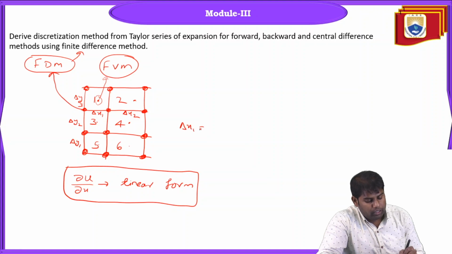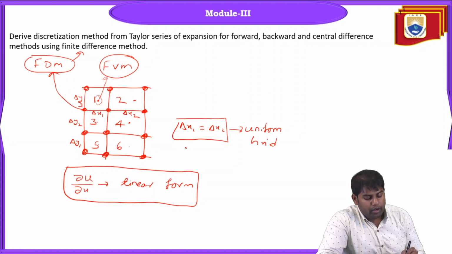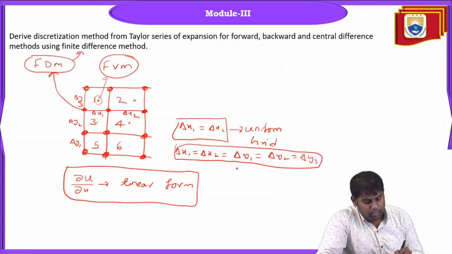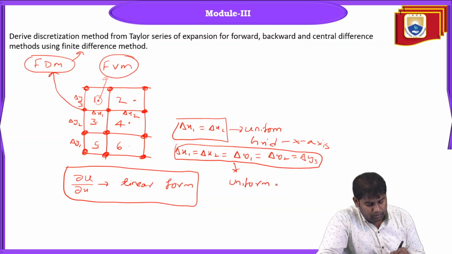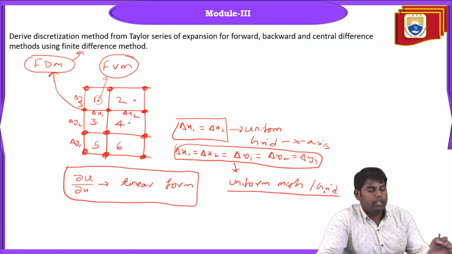If delta x1 is equal to delta x2, we call it a uniform grid or mesh along x. If delta x1 is equal to delta x2 is equal to delta y1 is equal to delta y2 is equal to delta y3, then globally it is a uniform mesh or grid.